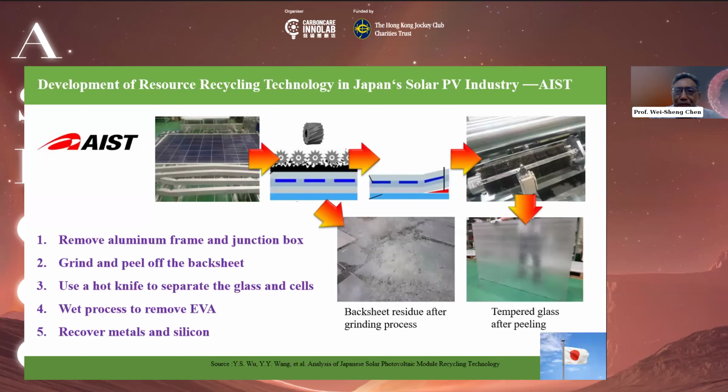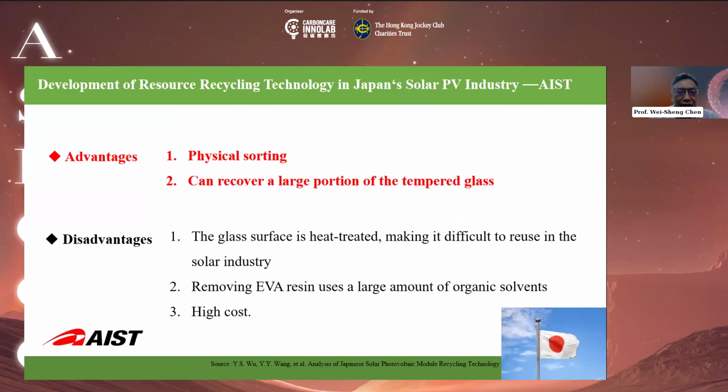And the other company in Japan is ASECCC. ASECCC also removes the aluminum frame and the junction box, grinds, and peels off the back sheet. And then they use a hot knife to separate the glass and the cell, and a wet process to remove the EVA, recovering metal and silicon together. So that's their process. It's also a kind of physical sorting and can recover a large portion of the tempered glass. But the glass surface is heat treated, making it difficult to reuse in the solar industry. Removing EVA resin uses a large amount of organic solvent and is high cost, of course.